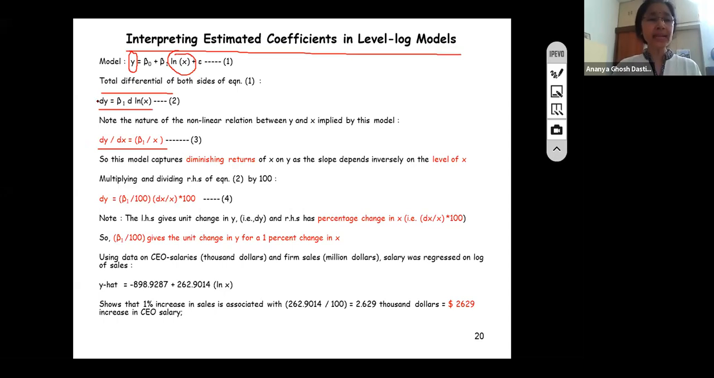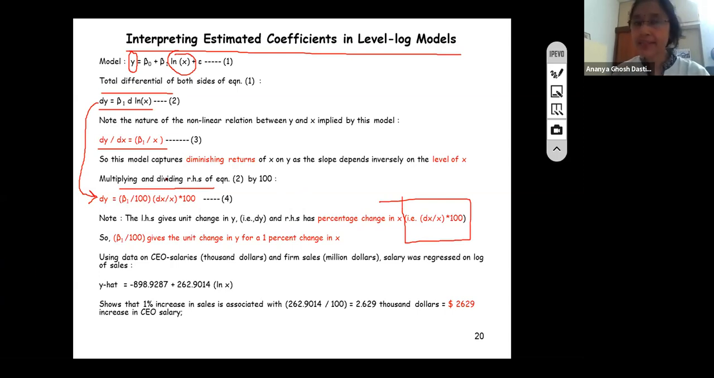So now this can also be written like this, right? So you take total differential of both sides. So dy is equal to beta 1 upon x into dx, right? So I'm just rearranging the terms. What am I doing? I'm just multiplying and dividing the right hand side by 100, right? Because I'm going to get a percentage change in x. This then becomes a percentage change in x. Okay.